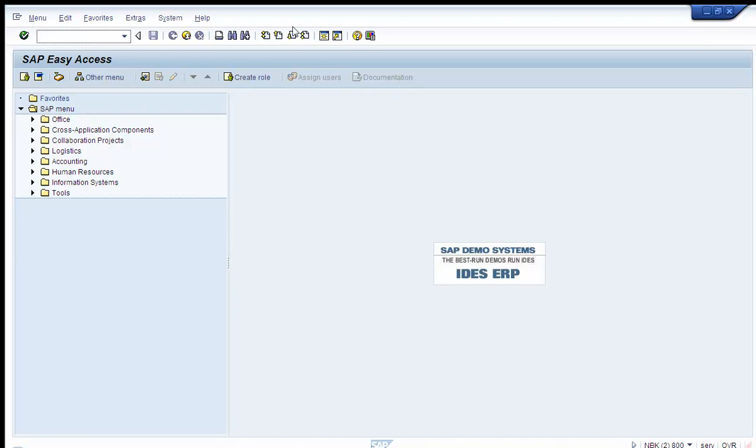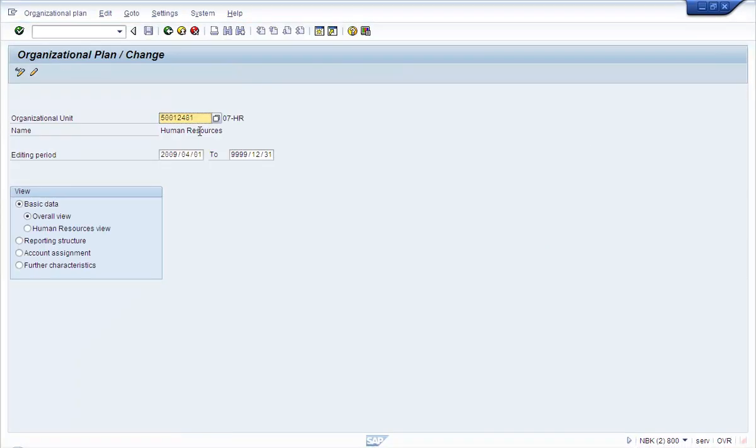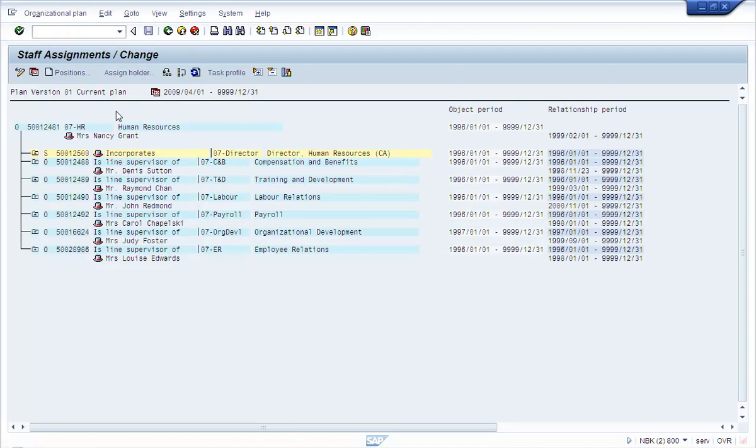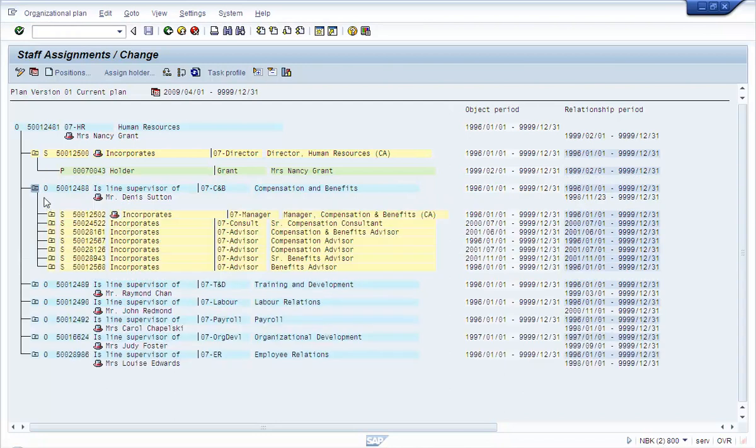Let us go to transaction PPOM_OLD and select one org unit, which is, let's say, 2481. Let's click on staff assignments to get a list of the remaining objects within the org structure. So an evaluation path describes the relationships that exist between objects in the org structure.